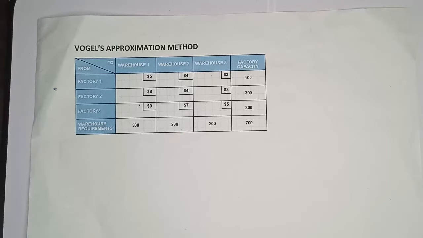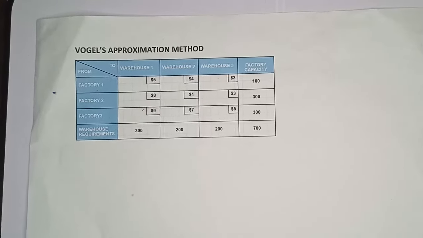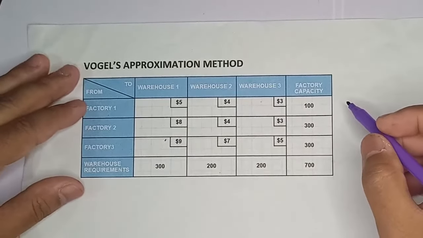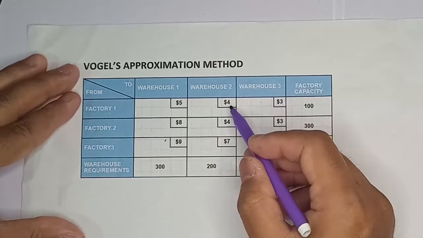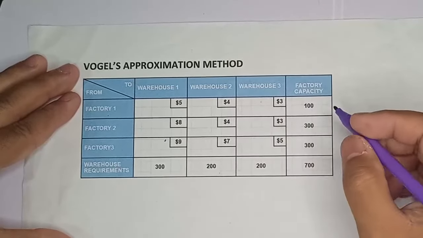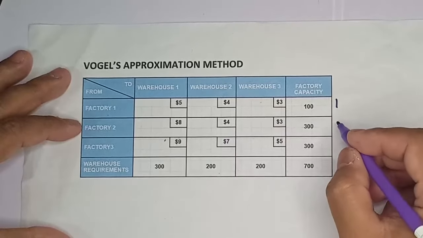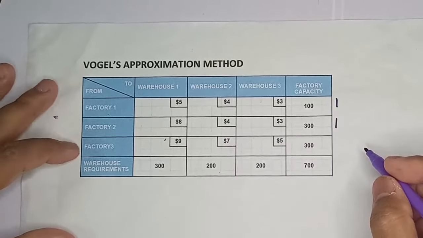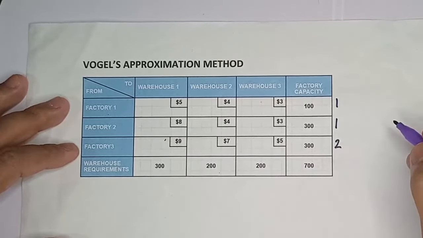Step 1 is to compute for the opportunity cost in each row and each column by taking the difference of the lowest and the second lowest transportation cost. For instance, in row 1, the lowest transportation cost is 3, the second lowest transportation cost is 4, and their difference is equal to 1. Same with row 2, 4 minus 3, which is equal to 1. And on the third row, 7 minus 5 is equal to 2.